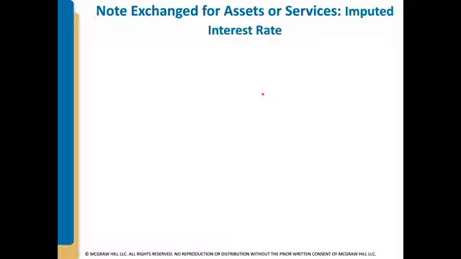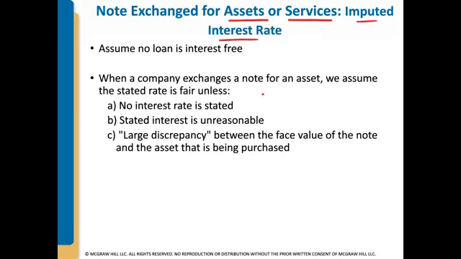Now, what happens when a note is not exchanged for cash, but rather it's exchanged for an asset that's not cash, or for services? Okay, let's look at this. One scenario involves what's called an imputed interest rate. First of all, no loan is going to be interest-free. No one's going to lend you money for free, because otherwise everyone would be doing it, borrowing that money for free.